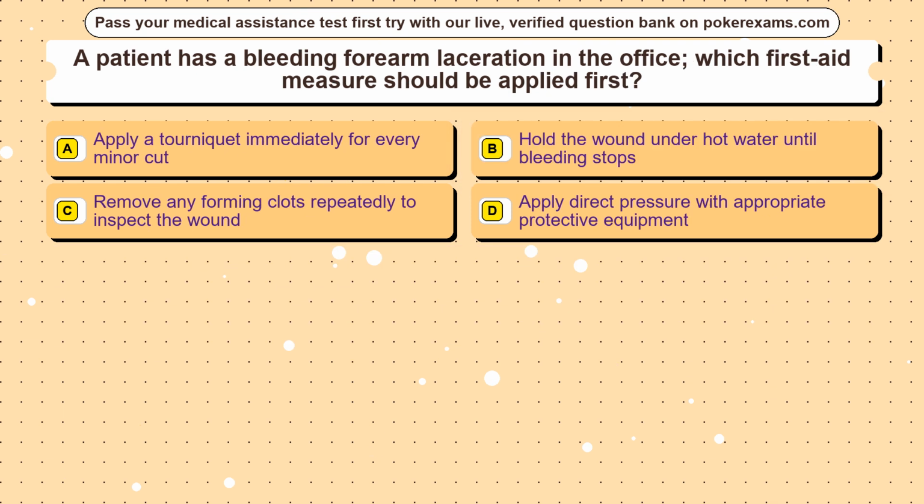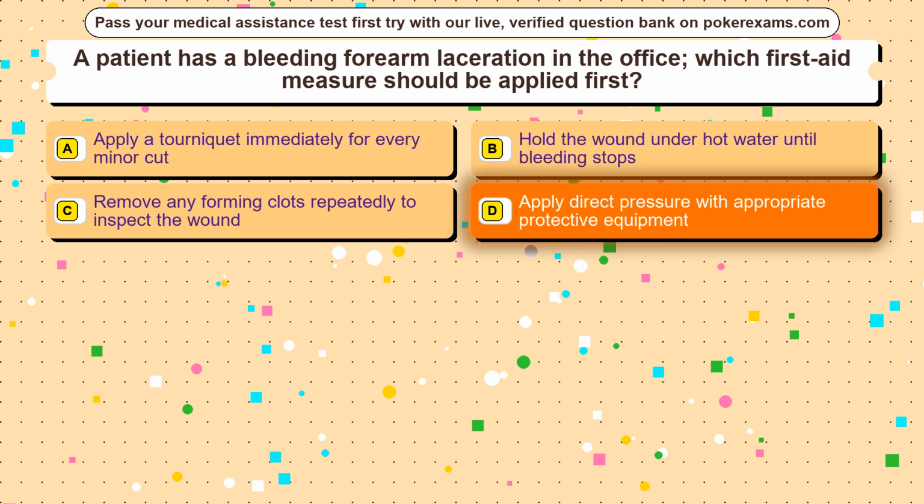Question 7. A patient has a bleeding forearm laceration in the office. Which first aid measure should be applied first? Option A, apply a tourniquet immediately for every minor cut. Option B, hold the wound under hot water until bleeding stops. Option C, remove any forming clots repeatedly to inspect the wound. Option D, apply direct pressure with appropriate protective equipment.